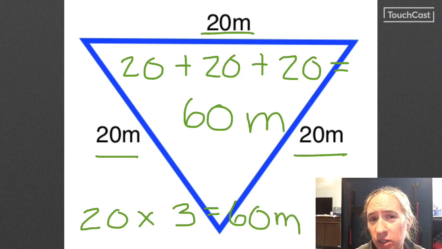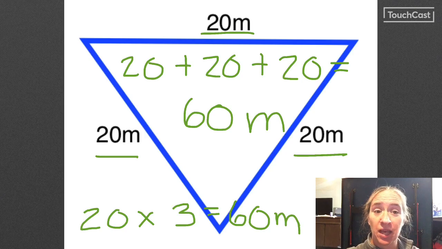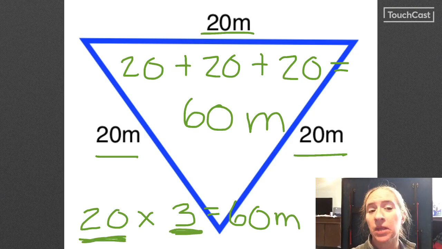This multiplication trick just works for things where all the sides are the same length, like triangles and squares. So don't try it for everything, but if all the sides are the same length, you can multiply the length of one side times how many sides there are. The length of one side times how many sides there are. That's another nice trick.